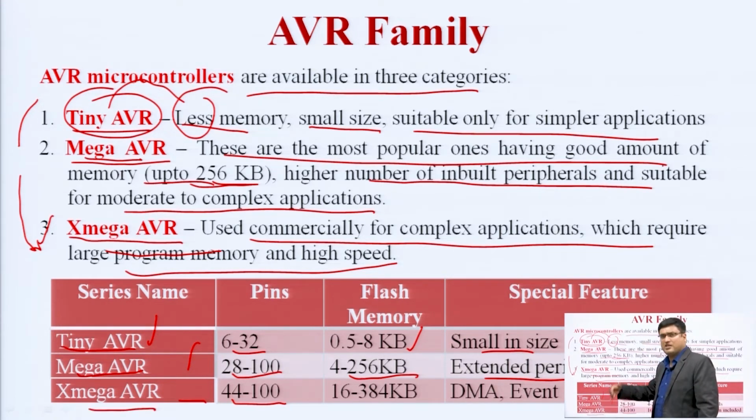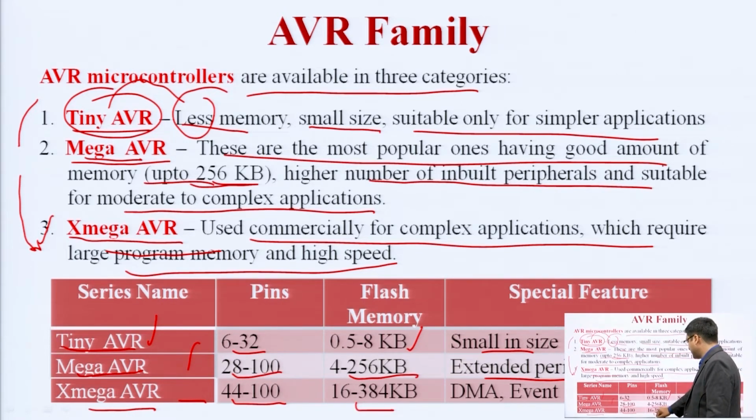After that, XMega AVR. XMega means that it has more flash memory, varying from 16 to 384 kilobytes. It has a DMA, which means direct memory access, and an event system included. So what is DMA? In the previous lecture we saw the concept of DMA.